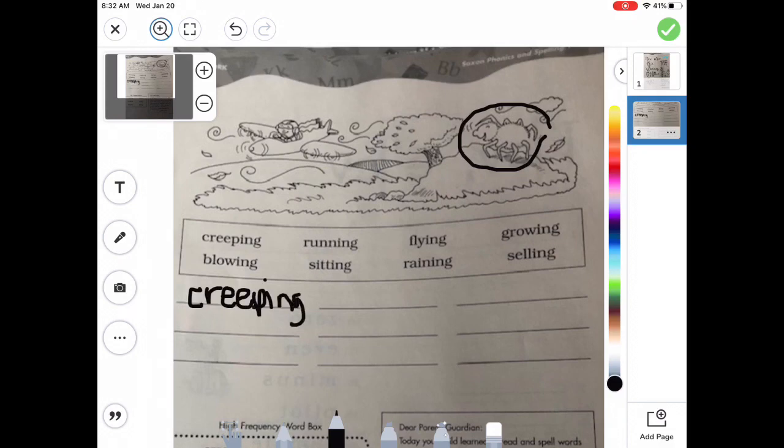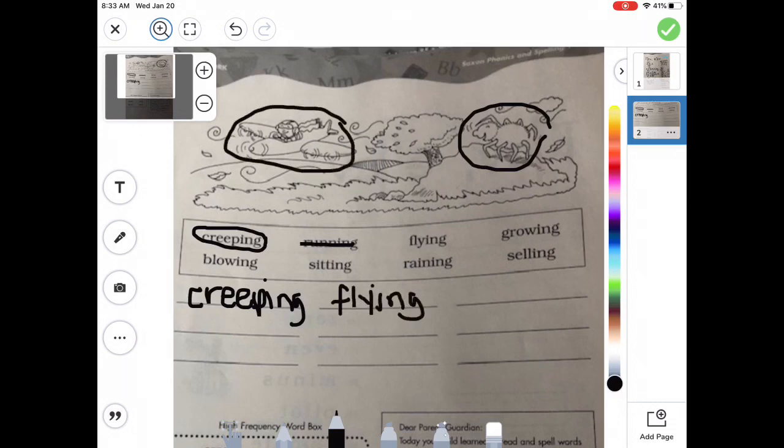Okay, so we said that word. What about running? Running. Is anything running? No. How about flying? Is there anything flying? Yes. What's flying? The plane. That's right. Okay, what about growing? Is anything growing? Well, I guess you could say technically the grass is growing, so we could write growing.